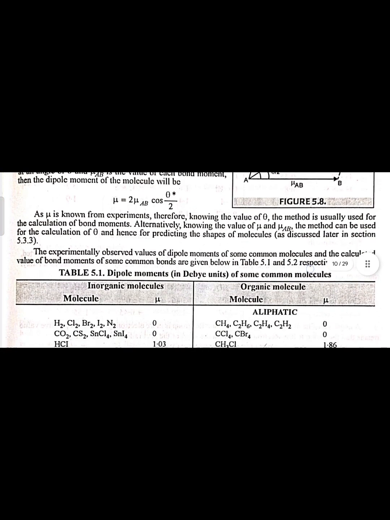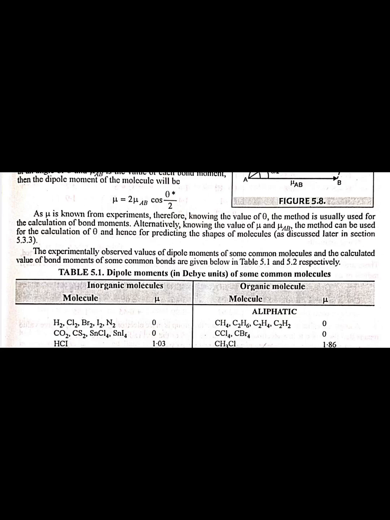Thus, if a molecule AB2 contains two AB bonds at an angle of theta and mu AB is the value of each bond moment, then the dipole moment of the molecule will be mu = 2 mu AB cos(theta/2). As mu is known from experiments, knowing the value of theta, the method is usually used for the calculation of bond moments. Alternatively, knowing the value of mu and mu AB, the method can be used for the calculation of theta and hence for predicting the shapes of molecules.